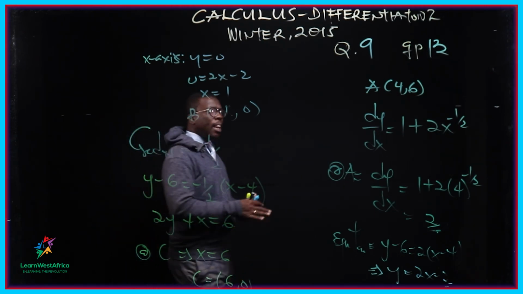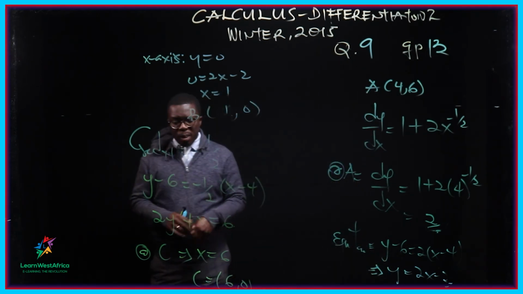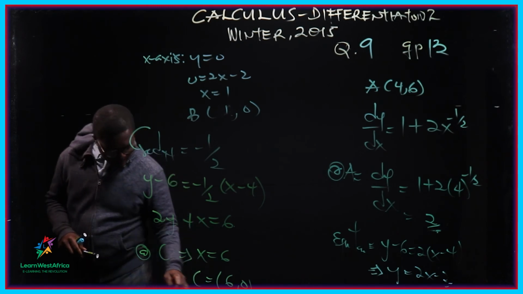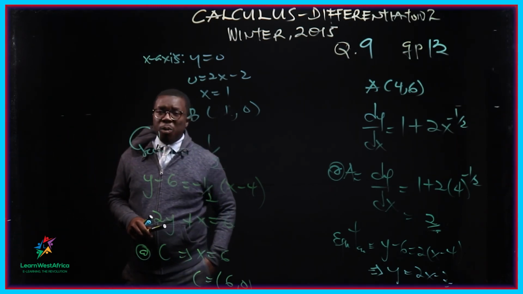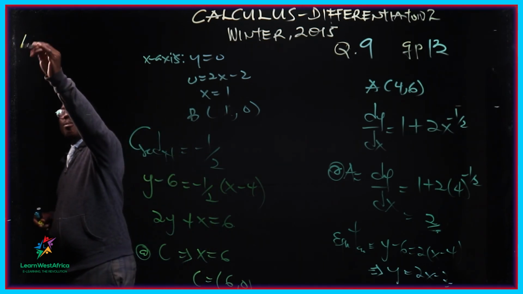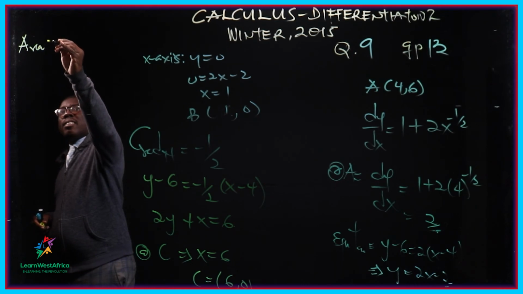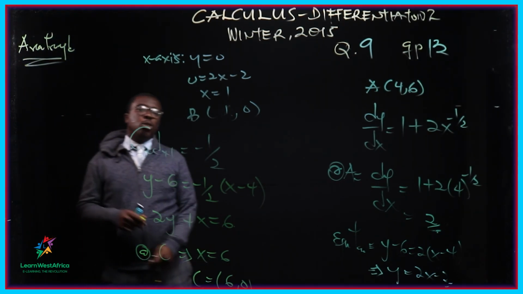So point A is (4, 6). Point B is (1, 0). Point C is (6, 0). So what do we do? We need to find the area of the triangle ABC. So for the area of the triangle, we use the shoelace method.